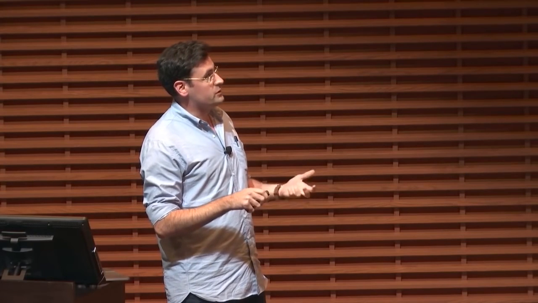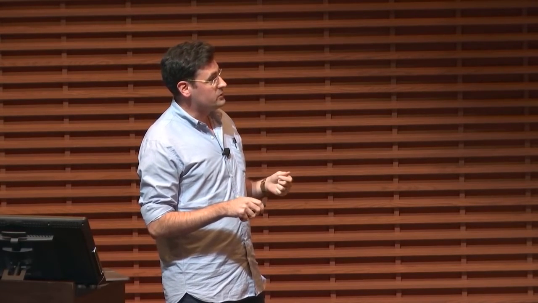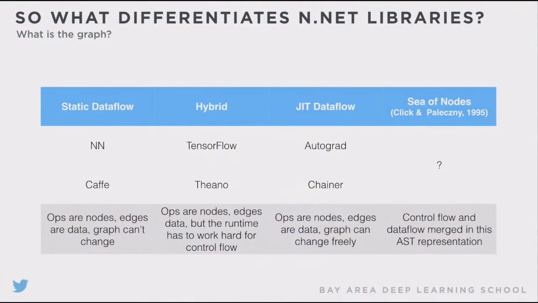JIT data flow, just-in-time compiled data flow, like Autograd and Chainer, has the same characteristics, but the graph can change from iteration to iteration because we wait until you're done computing the forward pass to build the graph. In the middle, there's kind of a hybrid, and I don't know what to call that graph type. The ops are nodes, the edges are data, but then there's special information that the runtime gets in order to expand control flow or for loops. So scan in Theano is an instance of this, where the Theano runtime has special information that allows it to make scan work, but it's conspiring with the graph data type to do that.